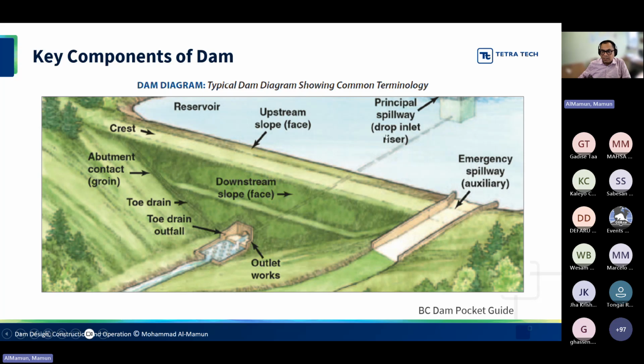Because technically, as soon as the containment of the facility is lost, the facility is actually lost for all intents and purposes. So for the dam, the intent is always that under any condition, the contained material remains contained. It does not overtop. So that's why we have to come up with different processes, spillways, outlets, and so on.